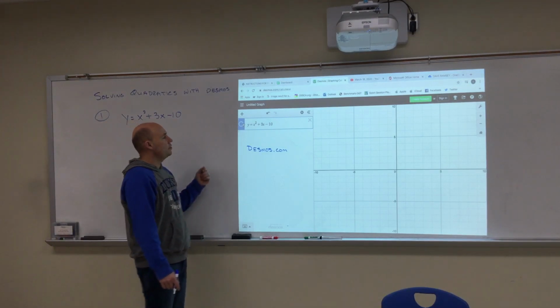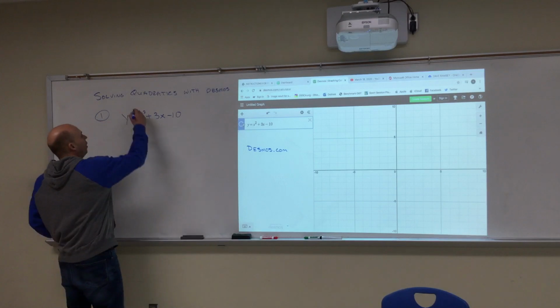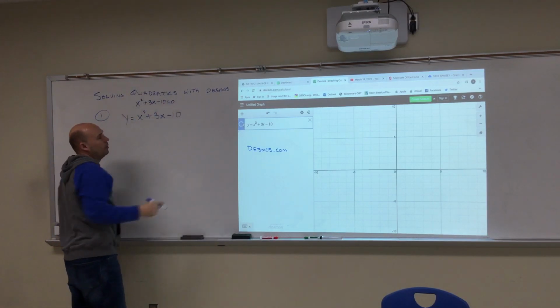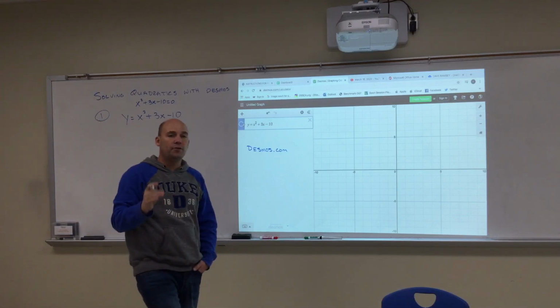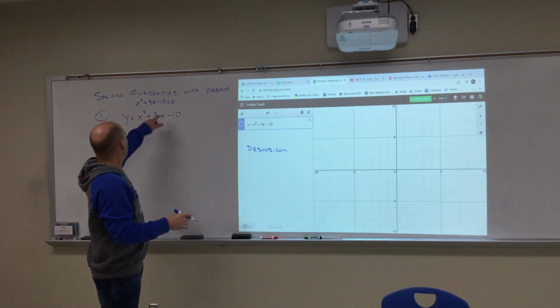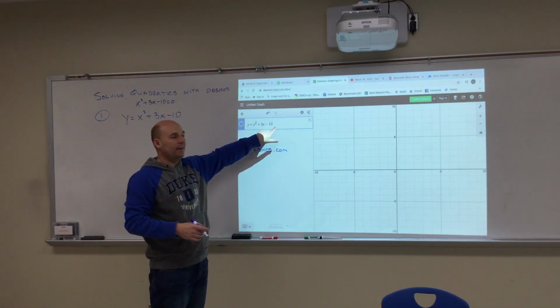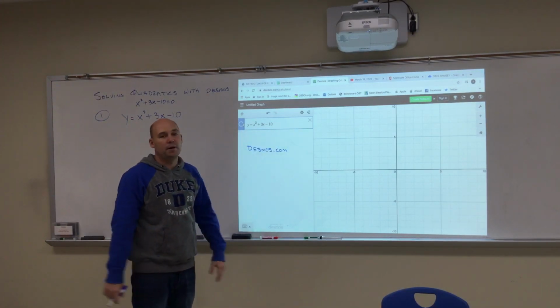So the first thing you've got to make sure of is that it's equal to 0. The problem originally was x squared plus 3x minus 10 is equal to 0. Make sure it is equal to 0. If it's not equal to 0, get it equal to 0. Then replace 0 with y, and go to Desmos and plug that in there. y equals x squared plus 3x minus 10.